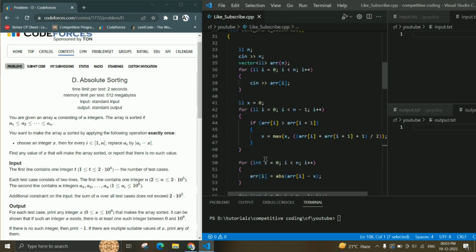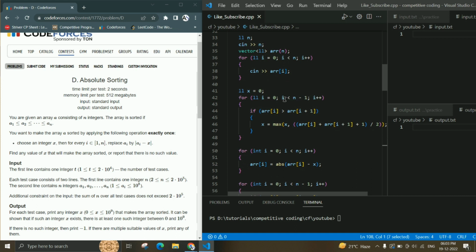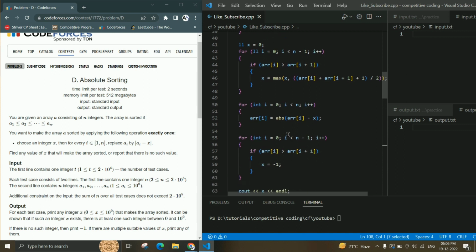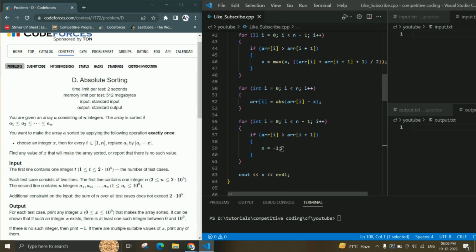So let's go to the code. We have taken n, then we have taken the input of the array. Then we iterate over the array from 0 till n minus 1, and check whether the next element is smaller than the previous element, as that is the unsorted pair. Then we take x as the max of the ceil average of both the elements. Then we take the absolute difference of each element of the array with x. Then in this loop, I check whether the array is sorted or not. If it is not, x becomes -1, and at last I print the value of x.